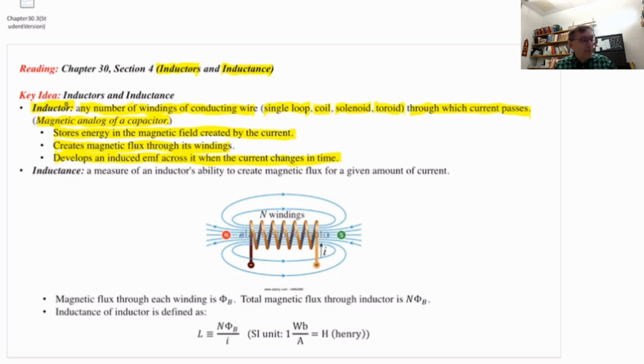Now, an important property of an inductor is called its inductance. That's the property. Just like there's a capacitor, that's the thing, and its property is capacitance. Now we have an inductor, that's the thing, and its property is inductance. And what is inductance? It's a measure of an inductor's ability to create magnetic flux for a given amount of current. So this drawing below shows a simple representation of an inductor.